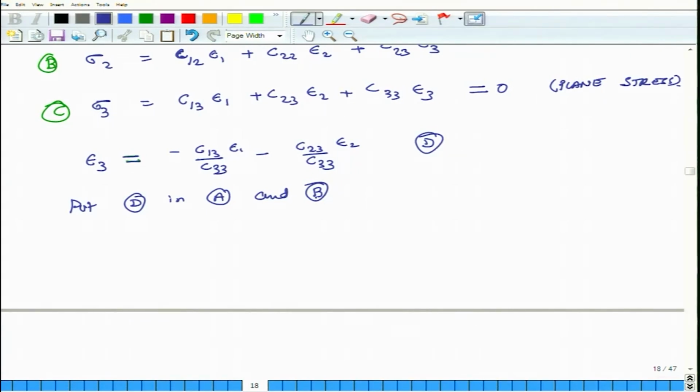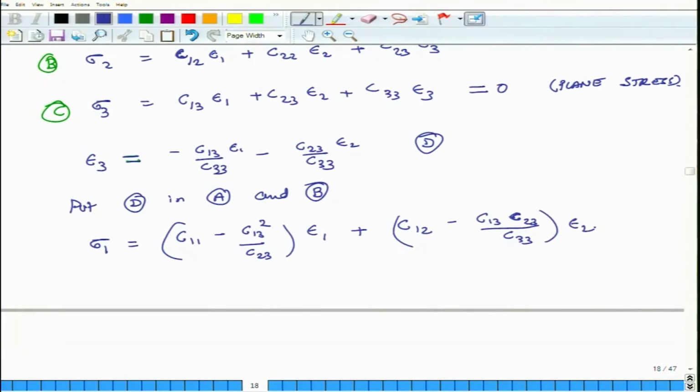So, if we put D in A and B, what we get is sigma 1 equals C11 minus C13 square by C33 times epsilon 1 plus C12 minus C13 C23 by C33 times epsilon 2, and sigma 2 equals C12 minus C23 C13 by C33 times epsilon 1 plus C22 minus C23 square by C33 times epsilon 2.